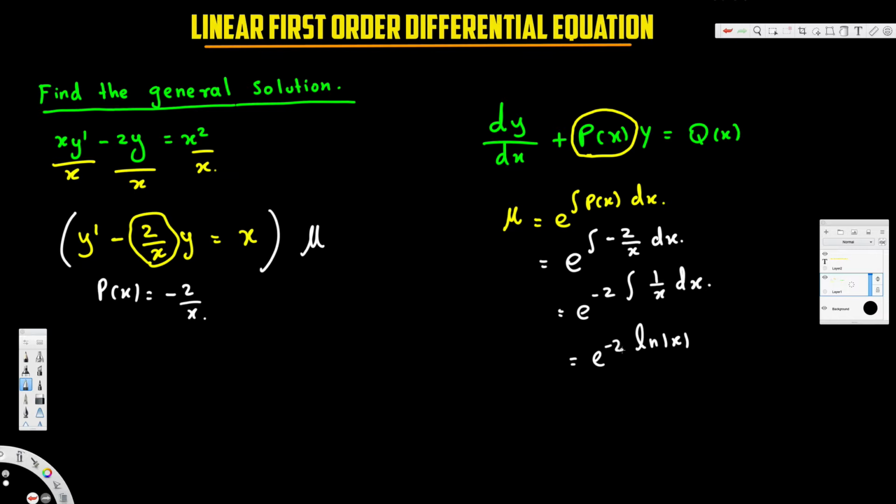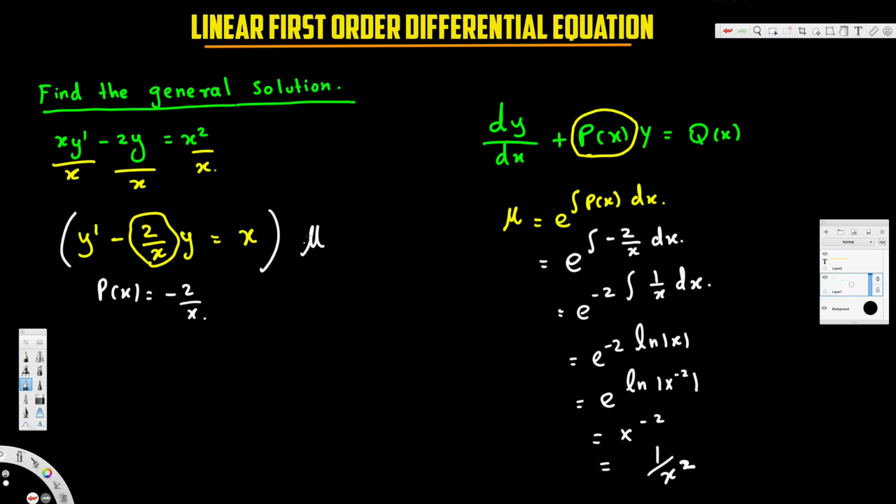Now we have e power negative 2 ln of x, but we cannot just cancel e and ln in this form. We have to move this negative 2 to this side. If I move this negative 2, it becomes the power of this one. So we will have e power ln x power negative 2. Now we can go ahead and cancel this e and ln. This is going to be x power negative 2, or we can say 1 over x squared. This is our integrating factor.